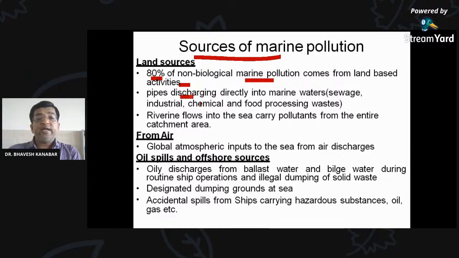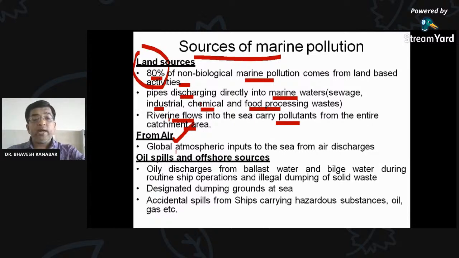Pipes discharging directly into the marine water, like sewage, industrial, chemical and food processing waste. So whatever pipes are discharging pollutants directly into the marine environment. Rivers flow into the sea, which carries pollutants from the entire catchment area. Then from air, 80% is from land. Then from air, global atmospheric input, change in temperature as well as the composition of the air, can cause marine pollution. Oil spills and offshore sources.